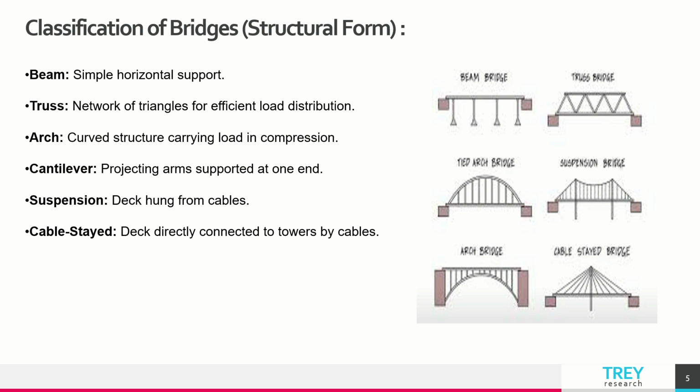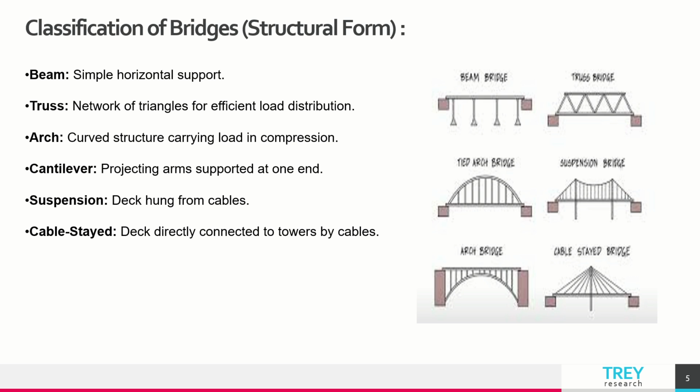The beam has a simple horizontal support. A truss is a network of triangles for efficient load distribution. Arc is a curved structure carrying load in compression. Then cantilever is a projecting arm supported at one end. Suspension is a deck hung from cables. Cable stayed is a deck directly connected to towers by cables. These are all types of classification of bridges in structural form.